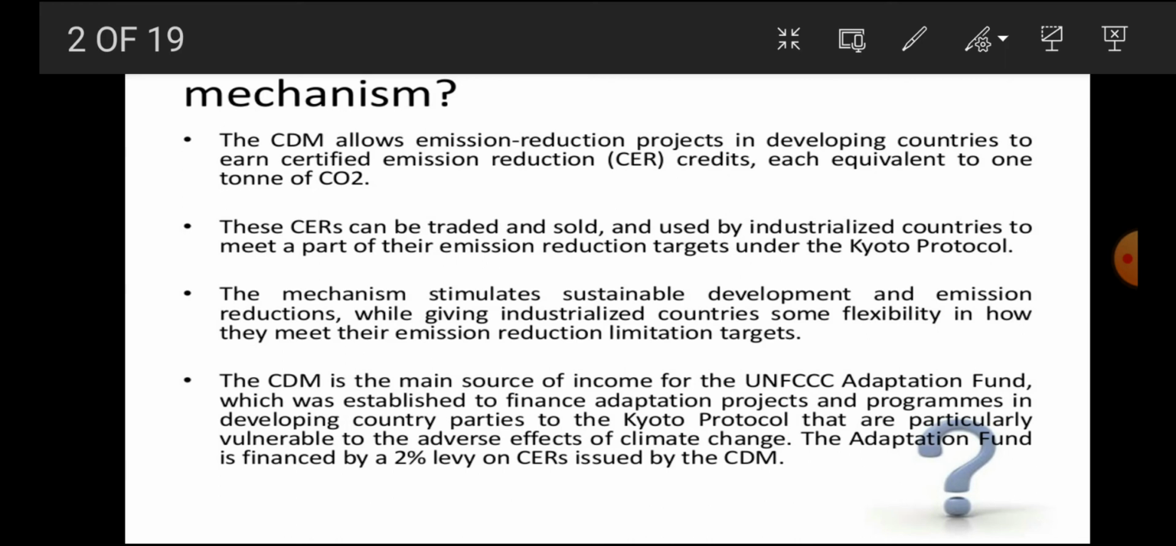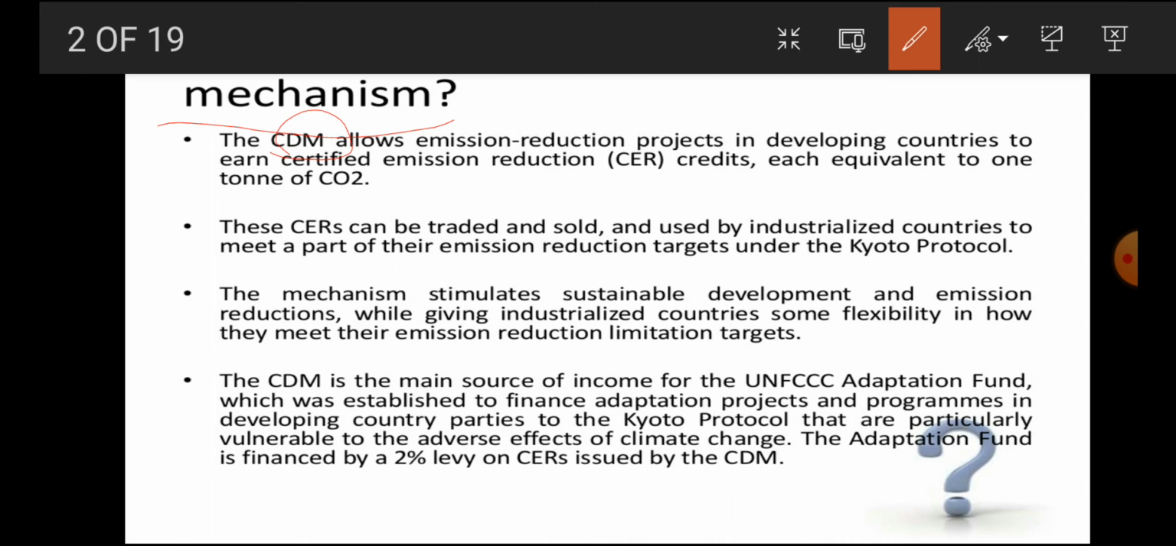Before understanding what the Clean Development Mechanism is, we'll go into history. The United Nations Kyoto Protocol established binding greenhouse gas emissions reduction targets for 37 industrialized countries and the European Community. To achieve these targets, the protocol introduced three flexible mechanisms. They were first, International Emissions Trading, that is IET, then Joint Implementation, JI, and third, the Clean Development Mechanism, which we are going to study, that is CDM. So these three mechanisms were introduced.